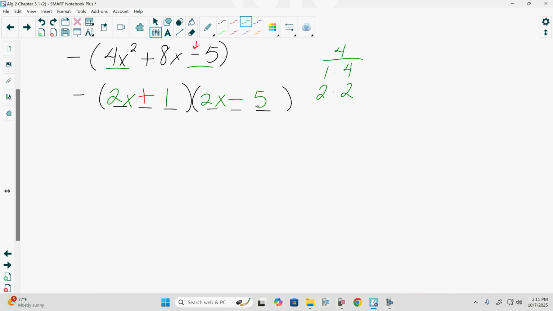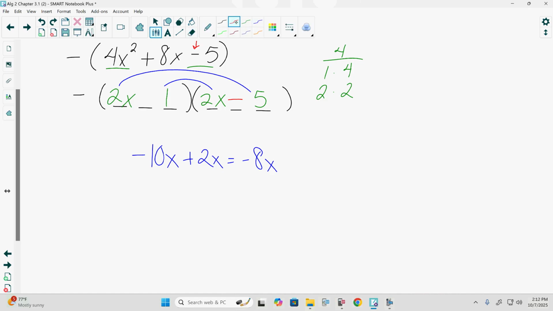Well, 1 and 5, yes? Because it's still going to give us negative 5, because negative 1 times negative 5 is still negative 5. We took care of that sign. 2 times negative 5, 2x times negative 5 is negative 10x. 1 times 2x is plus 2x. And negative 10x plus 2x is negative 8x. Is that the middle term we wanted? Yes and no. Yes, it is the right number, but no, that's not the right sign.